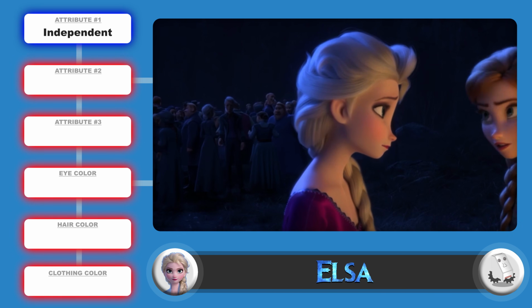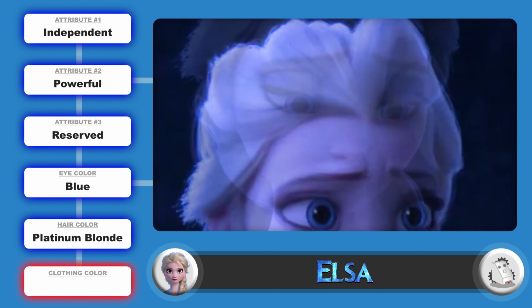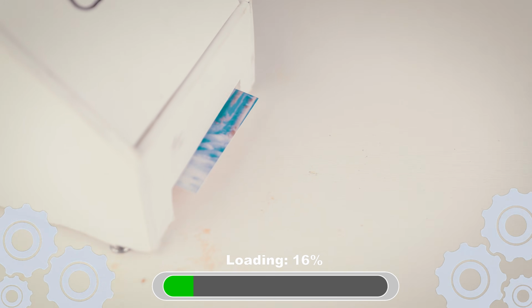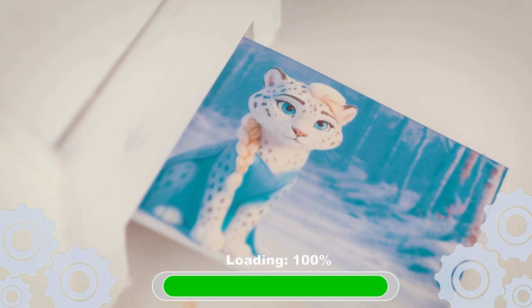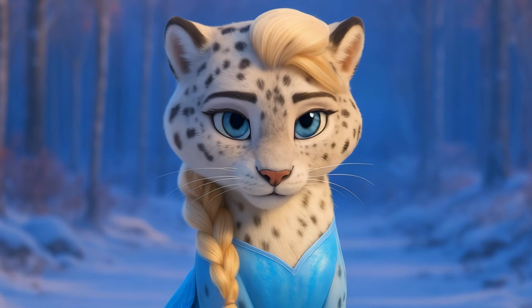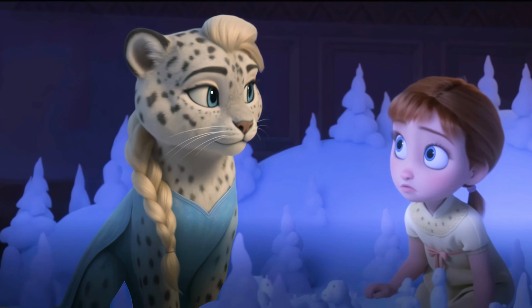He takes the character's 3 key attributes, their eye color, hair color, and clothing color, and uses that to create the Arctic animal version. And Craig is gonna take it one step further. He creates a short film showing why he chose that animal. Now that you know how it works, let's start with everyone's favorite, Anna.